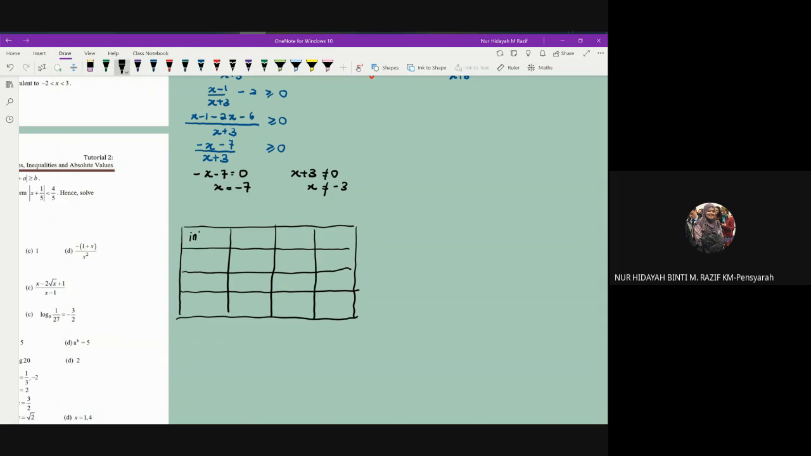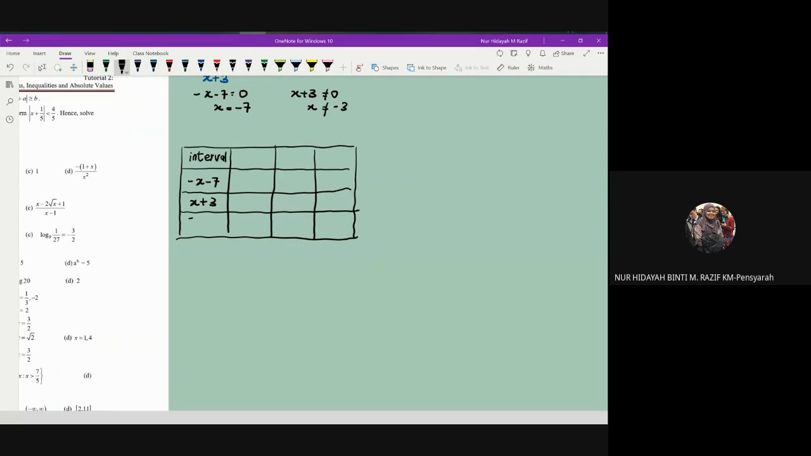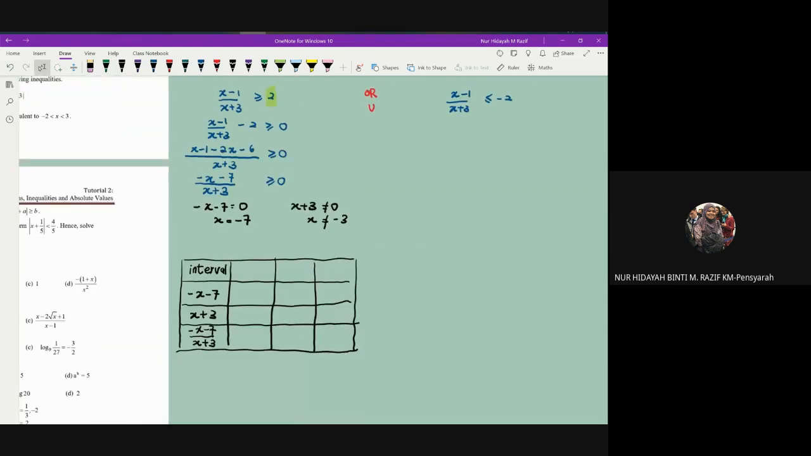Okay, so this one will be interval. And then the next row will be my first factor iaitu my numerator, negative X minus 7, and then I have X plus 3 as my next factor. Last kali tulis semua, negative X minus 7 over X plus 3. So untuk isi yang ni ingat kita akan susun macam pada number line. So negative 7 di kiri, negative 3 di sebelah kanan.